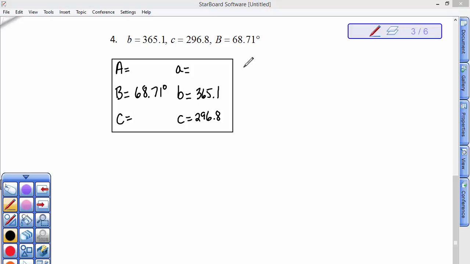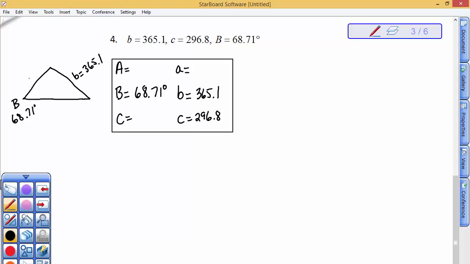But I'm going to try to do a quick picture of this. I'm going to let angle B be right there. So that's angle B, and it's 68.71 degrees. Side B, right here, is longer than side C, and it's easiest for me to draw this picture if I let B be this side, and it's 365.1, and I let C be this side because it's shorter. So this would be angle C, this right here would be angle A, and this would be side A. So it looks to me like side A is going to be the longest side from this picture.